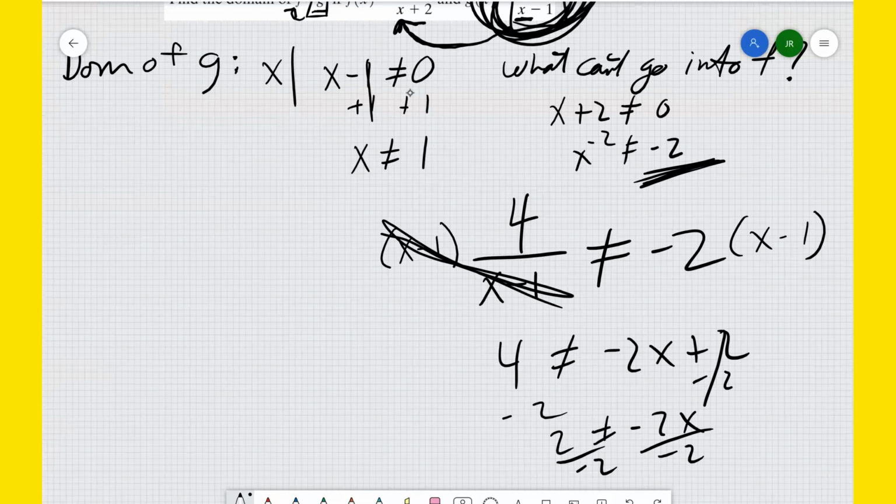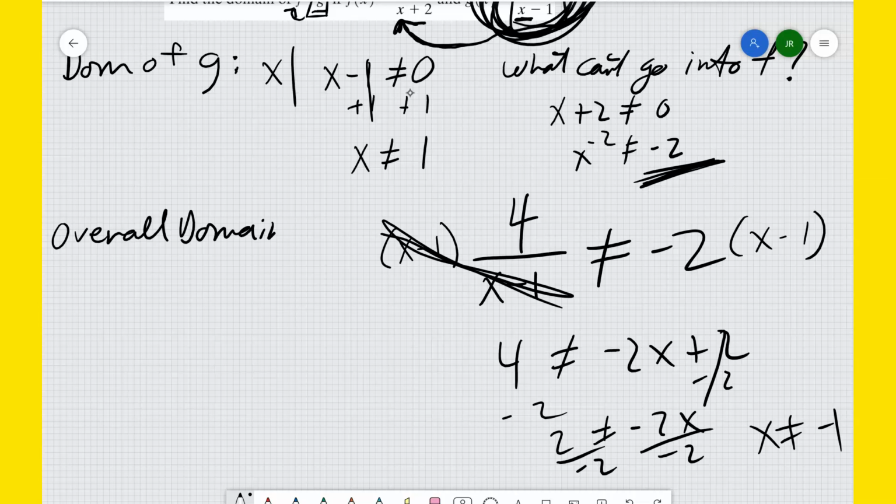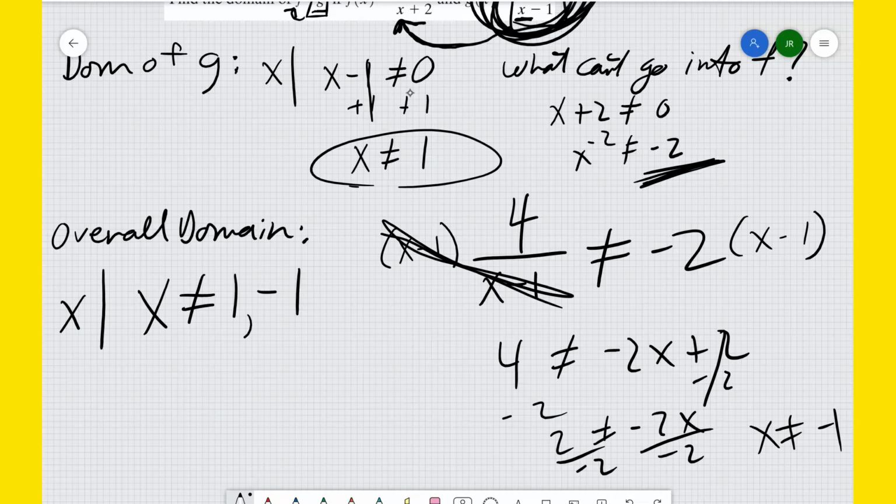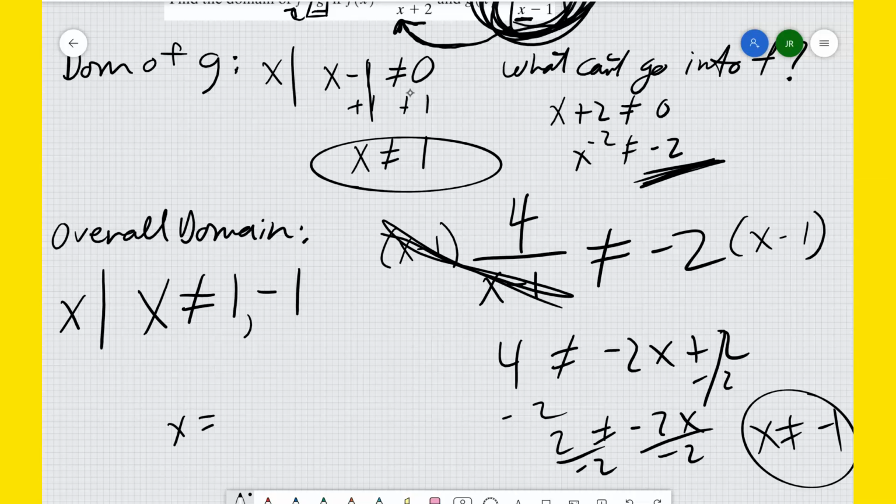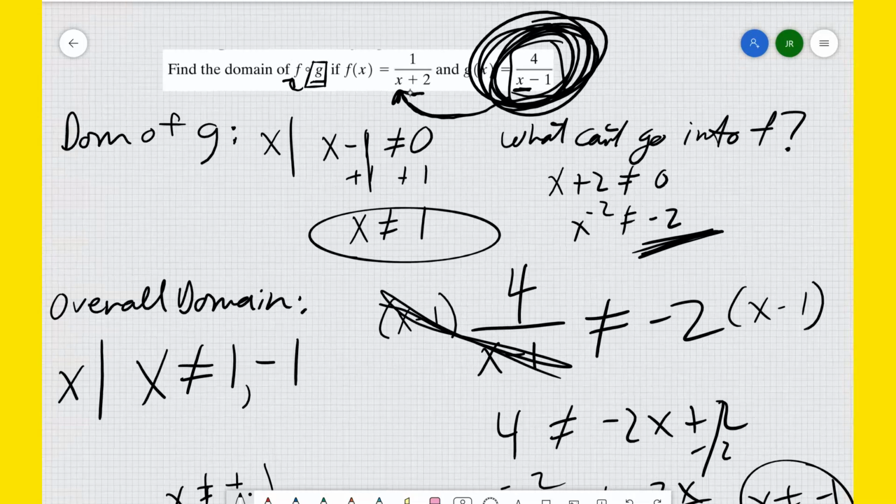And x does not equal negative 1. So overall, the overall domain will be all x such that x does not equal 1 or negative 1. The 1 came from here, the negative 1 came from here. If you wanted to say x does not equal plus or minus 1, that's the same thing. That's fine too. Awesome.